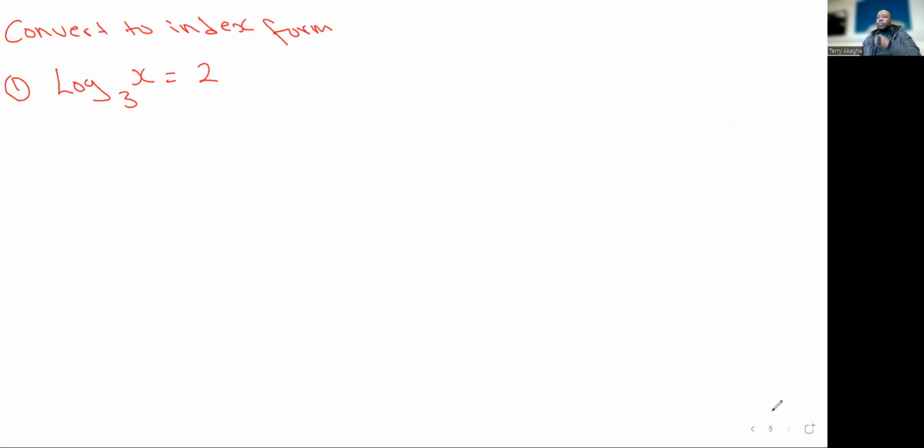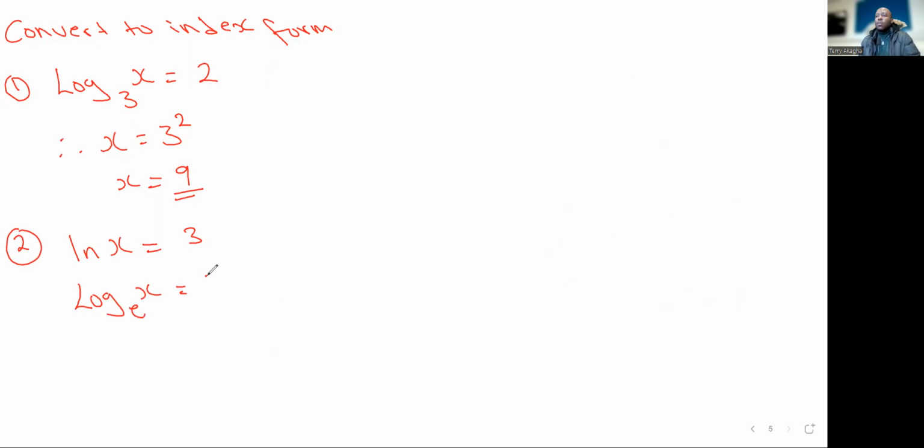So let's go back. So that means x here is going to be equal to 3 raised to power what? 2. So therefore x will be equal to 3 raised to power 2, and this will be equal to what? 9. Number 2, we have ln x is equal to 3. Ln is the same thing as log to base e x is equal to 3. So we can now say exponential 3 is equal to x. So therefore x will be equal to exponential what? 3. And that will be the answer for that.